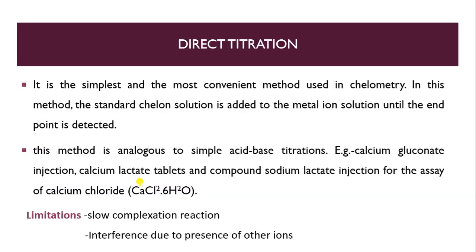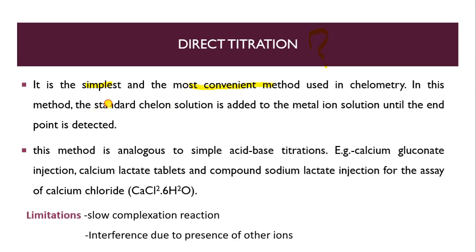Now we will see direct titration. So what is direct titration? Direct titration is just the simplest titration. As we can see, other types of titrations like acid base titration are direct titrations. Means when we add our titrant, our analyte, we can estimate it directly. So it is the most convenient method.